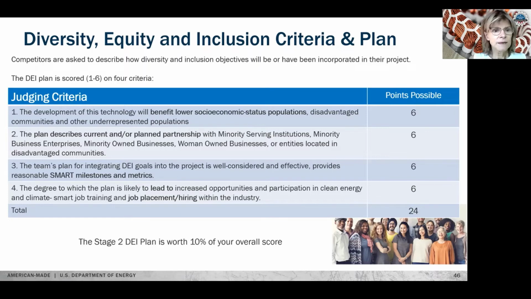So, although we required a diversity, equity, and inclusion plan in stage 1, we didn't assign it a specific amount of points. In stage 2, we have 10% of your total points come from your diversity, equity, and inclusion plan, and the extent to which you answer the 4 questions on benefits to underrepresented groups, your partnerships, your milestones, and actual or projected DEI employment impacts. Next slide.